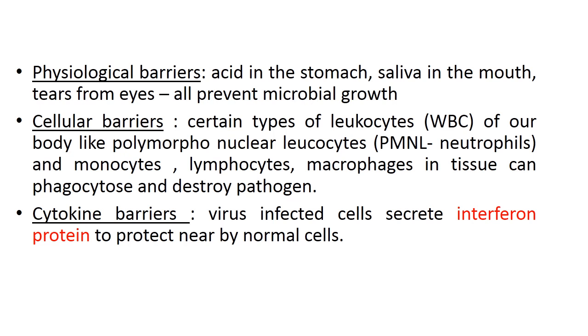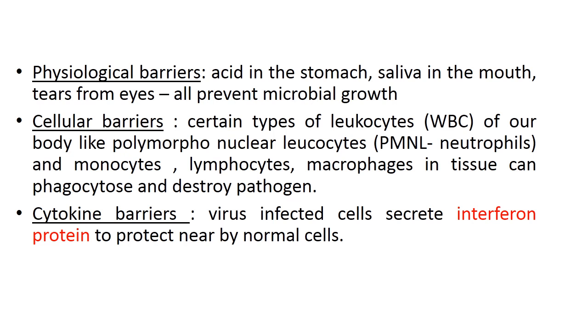So these are the four different kinds of WBCs. By different mechanisms, they act as cellular barriers. Then the fourth one is cytokine barriers. Cytokine barriers are nothing but some of the cells in our body secreting some chemicals or substances, which destroy the growth of pathogens. Those kinds of barriers come under cytokine barriers. The best example is that viral infected cells secrete one of the proteins called interferons. So in this example, interferon is the cytokine barrier.